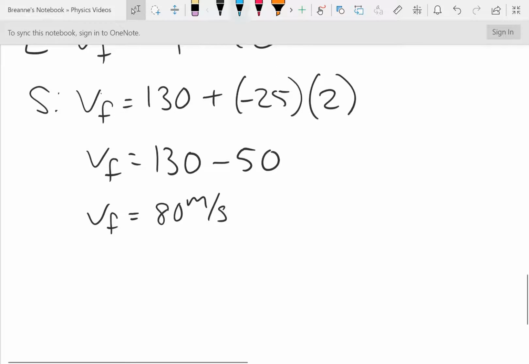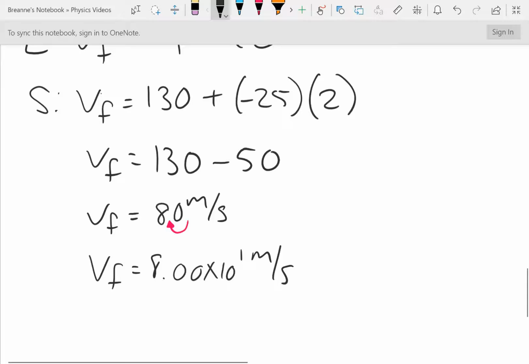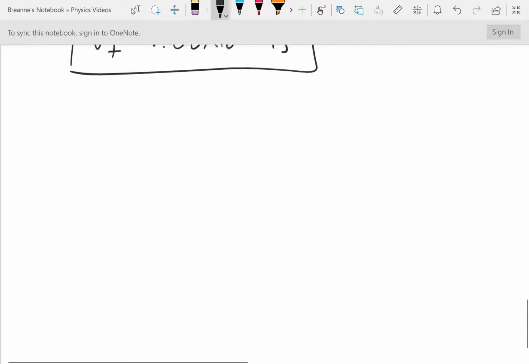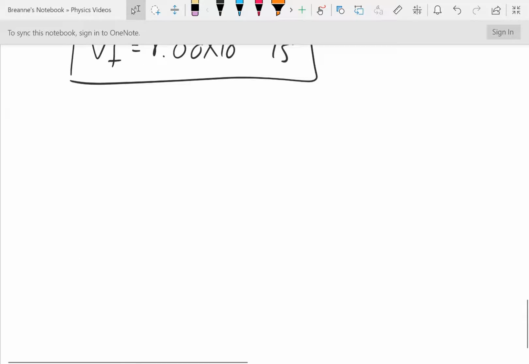To put that into scientific notation, you have to move the decimal over 1 to get one number in front of the decimal. So you get an 8.00 times 10 to the 1, that's how many times you moved it, meters per second. And that is our standard and scientific form. That we're done with question 1.